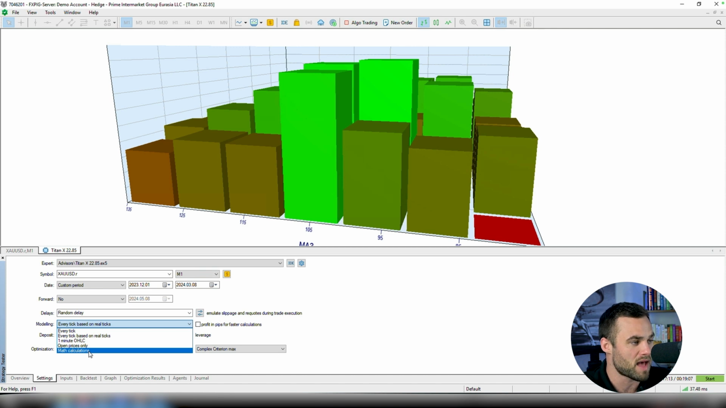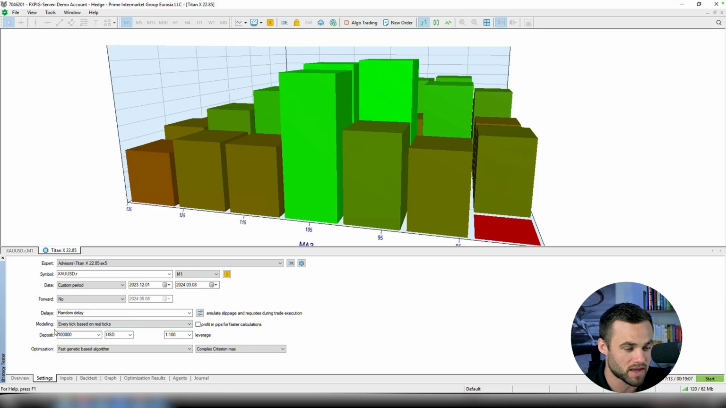And then there is math calculations. Basically what math calculations does is it just takes the open and close of each candle, and it's not quite as accurate. But again, this is if you're really optimizing for speed and you want a faster way to do this. So again, I use every tick based on real ticks. That's up to you how you want to do it. You put in your deposit amount, which in this case, I put $100,000. You put in your leverage right here.